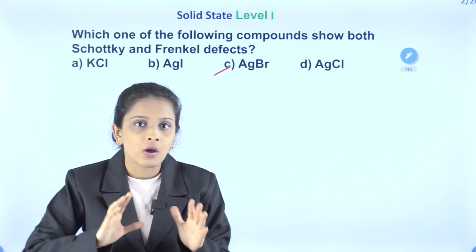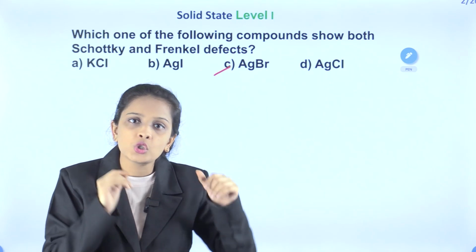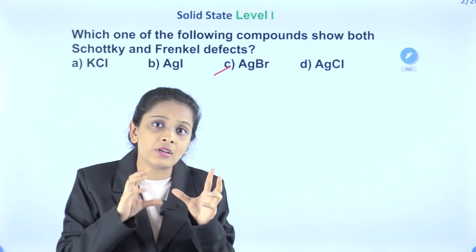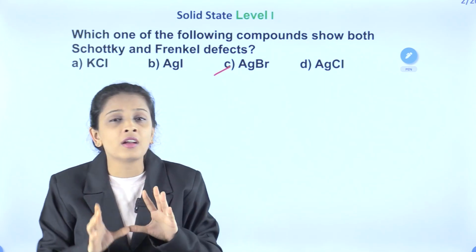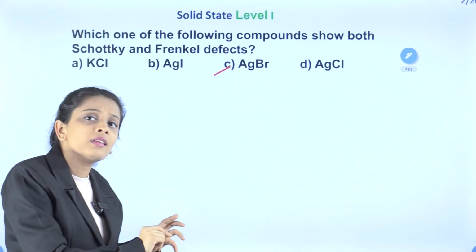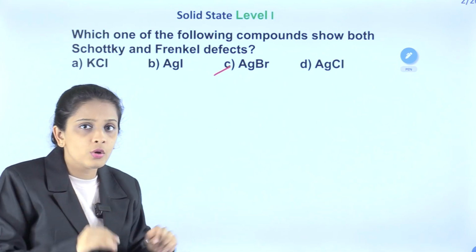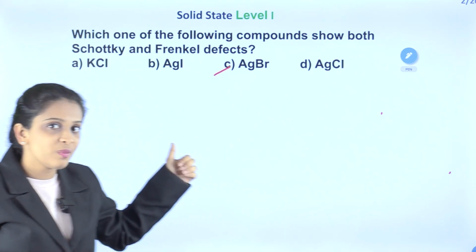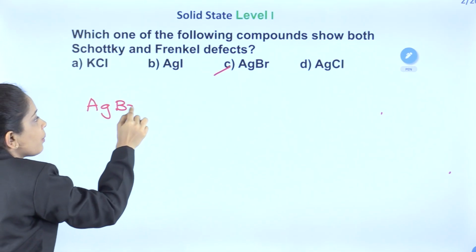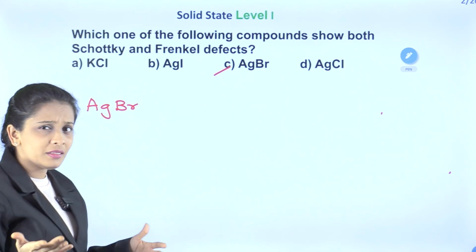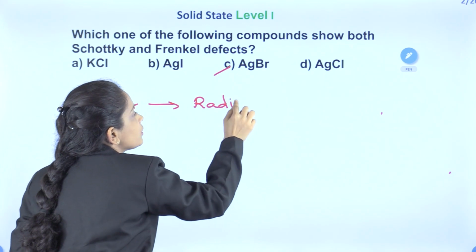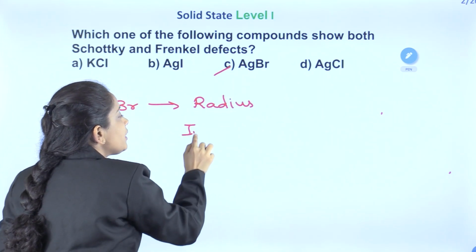Yes or no? Now, the basic difference between both: in Schottky defect, the radius of cation and anion are almost the same, while for Frenkel we can say that the cation is smaller in size than the anion. Yes or no? So students, if we talk about AgBr, why is it showing both Schottky as well as Frenkel defect? Let's talk about it. Very simple reason students, it is because of its radius ratio, because of its radius which is intermediate.